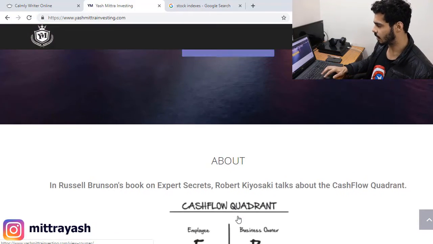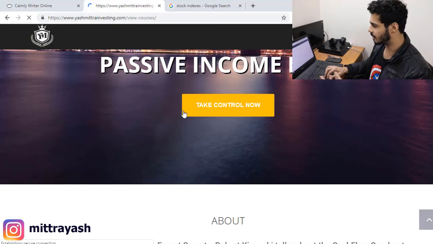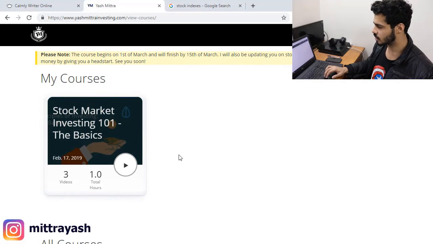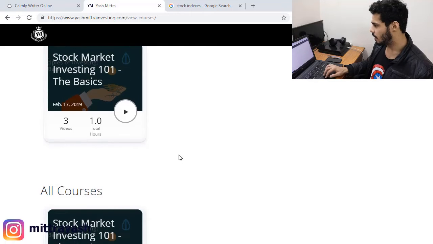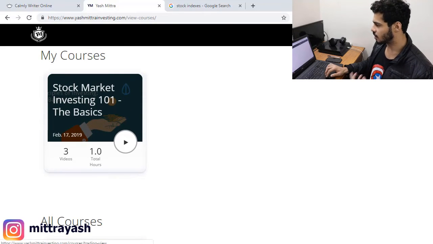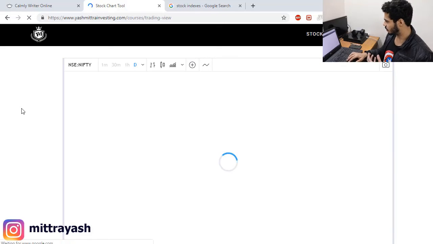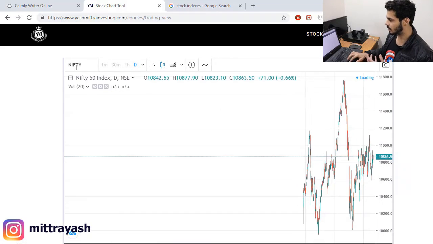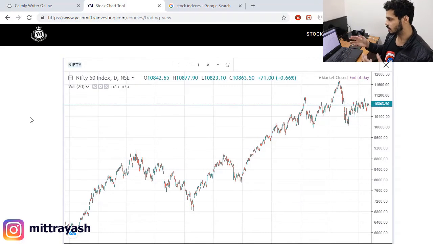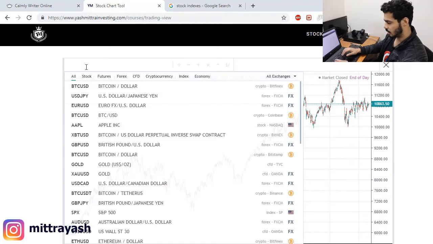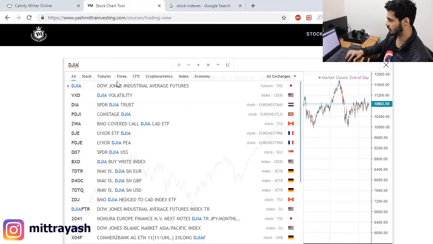Right, so just take control now, and if you've logged in, you'll be redirected to this page where you have the courses. Right now there's only one course, but you can actually look at the stock chart tool also, which I am here for, because I want to explain this right now. This is the Nifty 50, the Indian index that most people follow, and you can even write down any other company name or any other index name over here. Like Dow Jones Industrial Average, you can look at this as well.